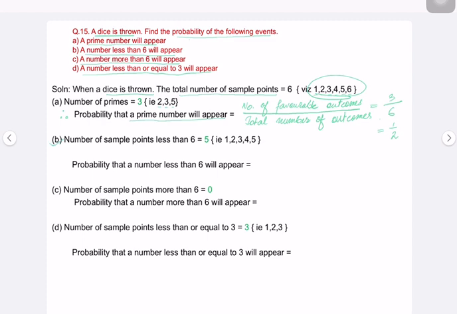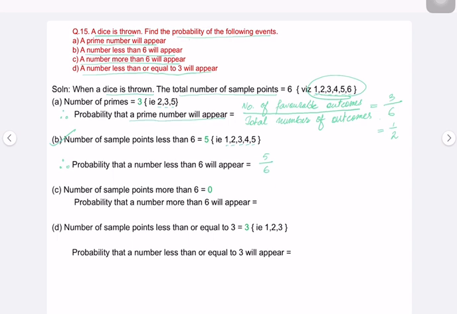Next, number B, let us see. The probability that a number less than 6 will appear. Less than 6 means how many numbers are there? There are 1, 2, 3, 4, 5. 1, 2, 3, 4, 5 are less than 6. So there are 5. Therefore, the number of favorable outcomes is 5, and the total number of outcomes is 6. So the answer is 5 by 6.